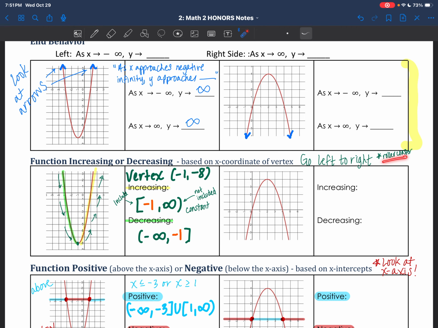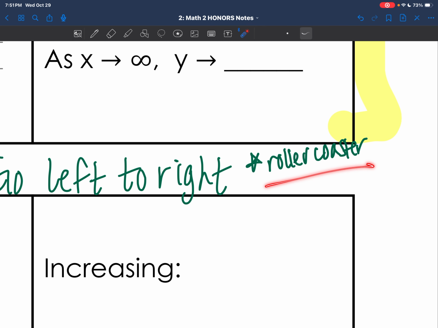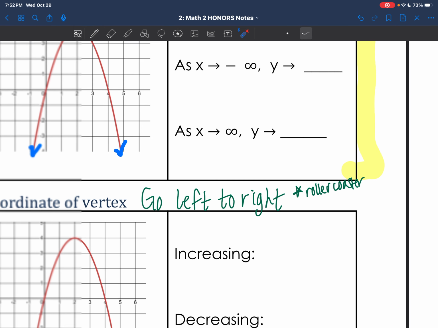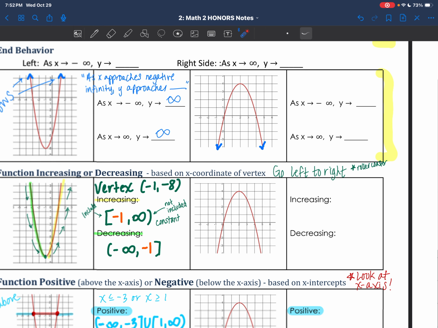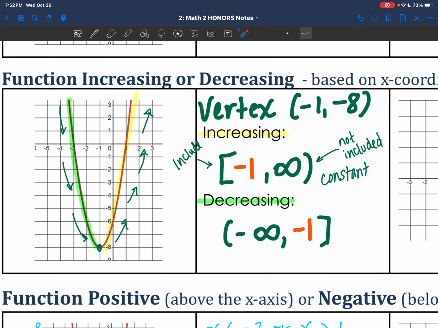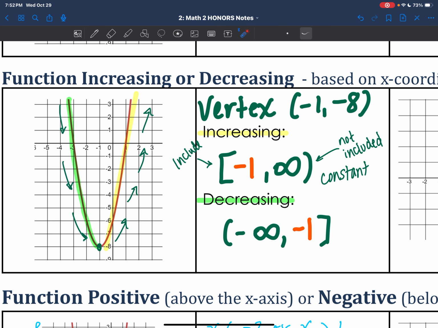So think of this as a roller coaster. You're going this direction, going left to right, and you're going to look. It's a roller coaster. Let's look here. Starting here, we're going down, but once we hit this point, then we're going to start going up.